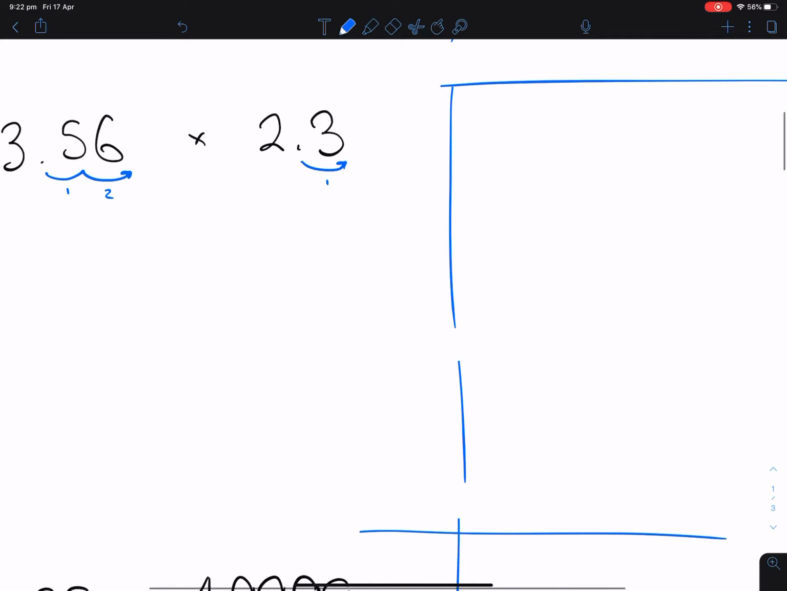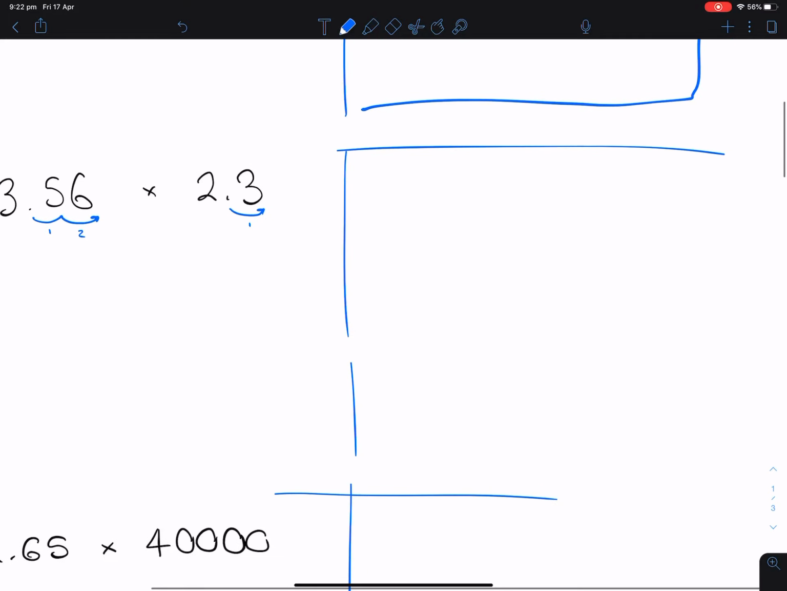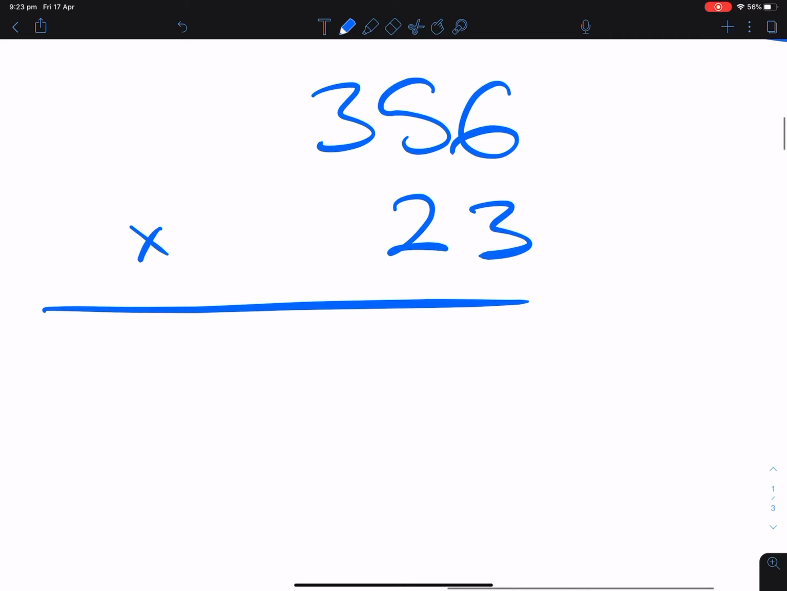So that's an extra 1 place moved. Let's do our thinking on the side. So it's going to be 3, 5, 6 multiplied by 2, 3. Let's do it. Okay, 3 times 6 is 18, save the 1. 3 times 5 is 15, save that 1 as well. Oh, actually, 15 plus the 1 I have there, that makes 16. 3 times 3 is 9, plus that 1 I've saved earlier, so that makes 10.